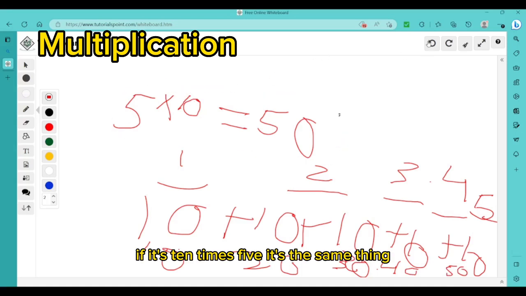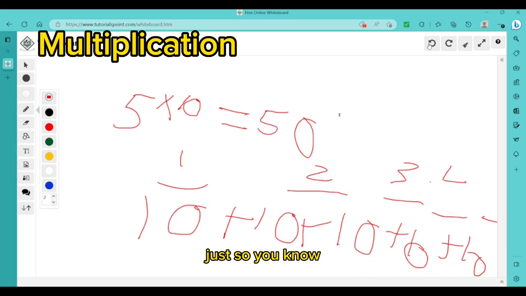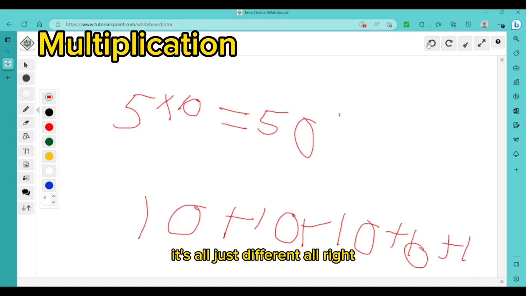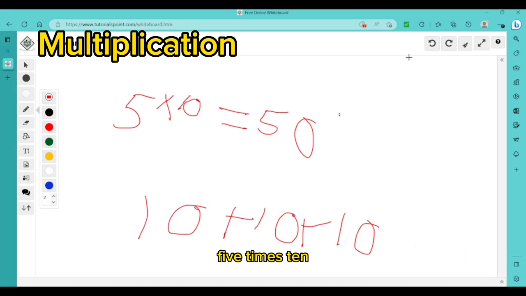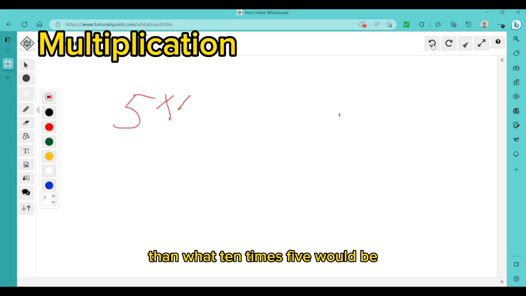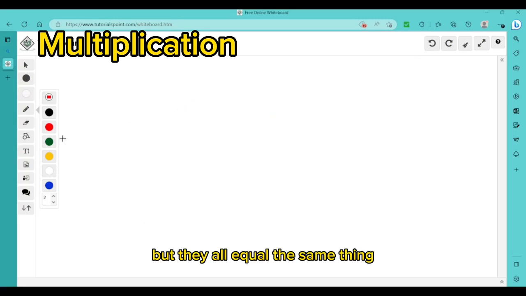Now, if it's 10 times 5, it's the same thing, just a little bit different. Just so you know, everything isn't different, okay? 5 times 10, same answer, but it's in a different form than what 10 times 5 would be. But they all equal the same thing.